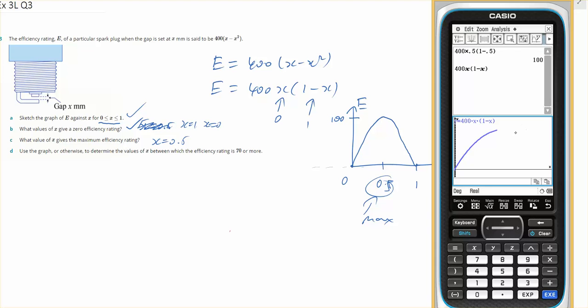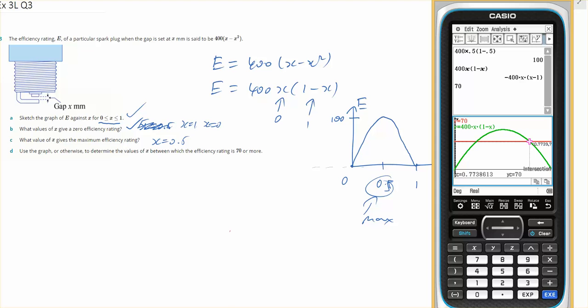So in this case, our graph is perfectly aligned. Now we want to find out where it intersects with 70 or more. So I'm going to put 70 here and drag it down. So it draws a line of 70. I need to re-highlight my other graph and put it on as well. We need to find where they intersect, because this is the 70 line, and we want an efficiency rating of 70 or more. So I just need to find the analysis, G-Solve, intersect, and we got 0.23 and 0.77, 0.23 and 0.77.